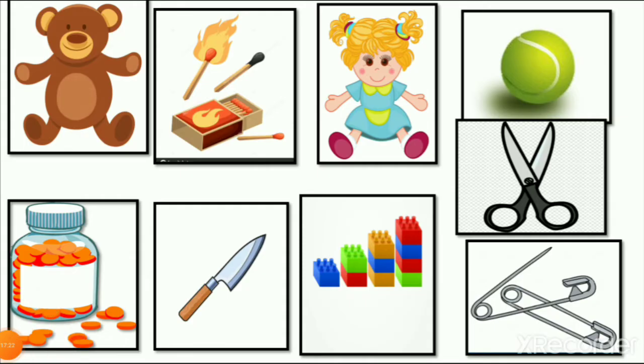Now what we have to do here? We have to write here which thing is safe for you and which thing is not safe for you. If the thing is safe for you, I write safe on this picture. And if the thing is not safe for you, then I put a wrong mark on the picture. Now you have to tell me what is safe for you and what is not safe for you. And from this we learn what safety rules are, right? So wherever you are going, you have to follow these rules, right?